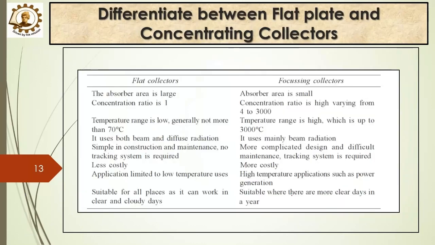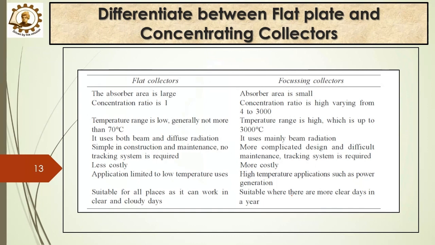And this is another important thing, that is the difference between the flat plate collectors or the non-focusing type collectors and the focusing type collectors. So what are the differences? We go one by one. First of all, for the flat plate collector, the absorber area is large and the concentration ratio is 1, while the concentration ratio for the focusing type collectors is very high.